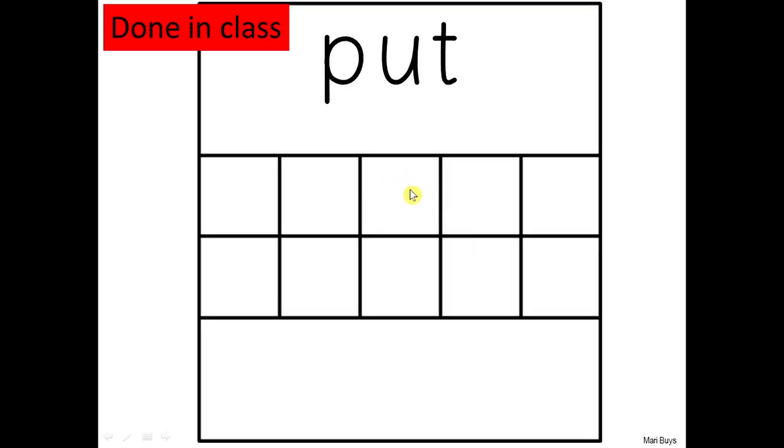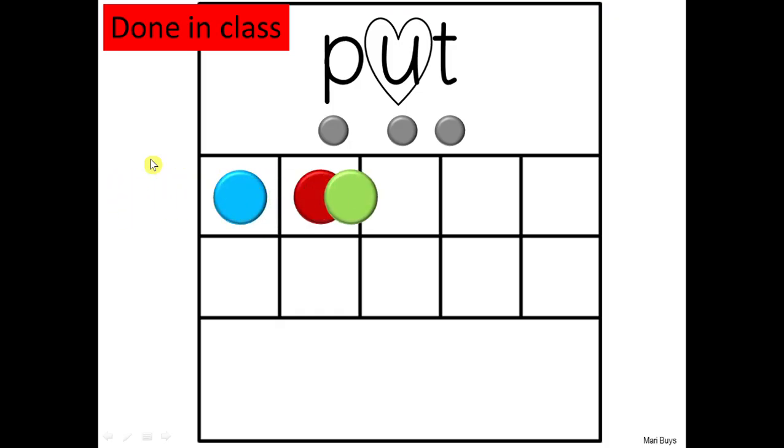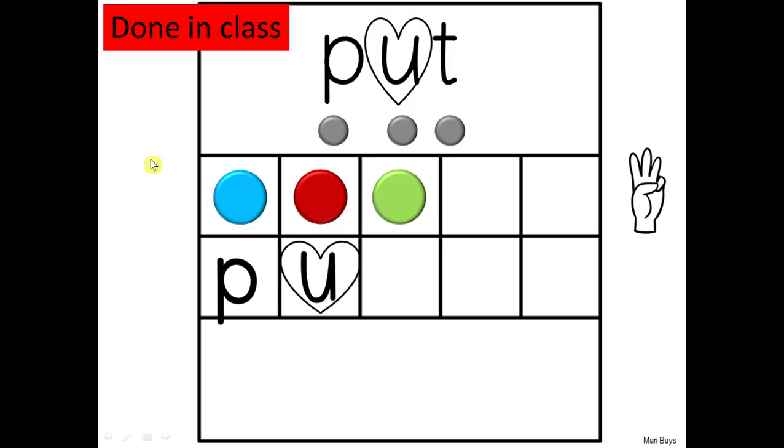Okay, so let's quickly look at how this will look in class. Right, so again, we put the heart around it and we do the dots and we sound it out, ooh, t, and it's 3 sounds, p, ooh, t, and of course the heart around the ooh sound, and then the t, and then we read it.